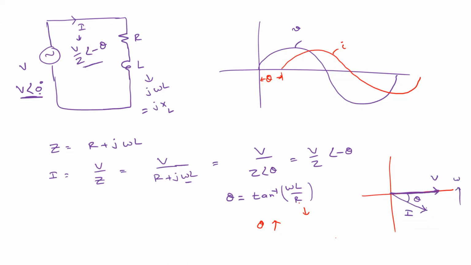Right. So this current is lagging the voltage by an angle theta. That theta is tan inverse omega L by R. And the current magnitude, or the current peak value, is V by Z. So that is V upon square root of R square plus X square. Not Z square, R square plus X square. Is that clear?